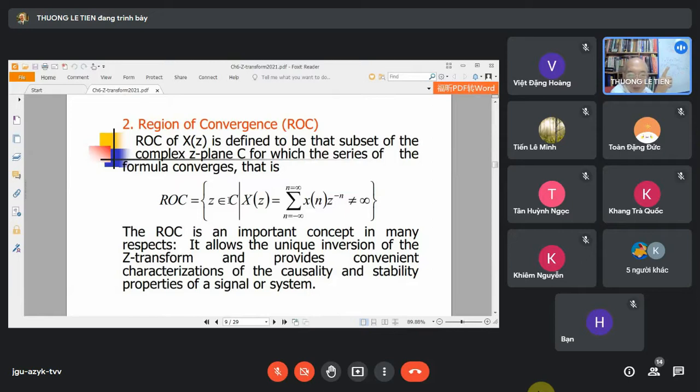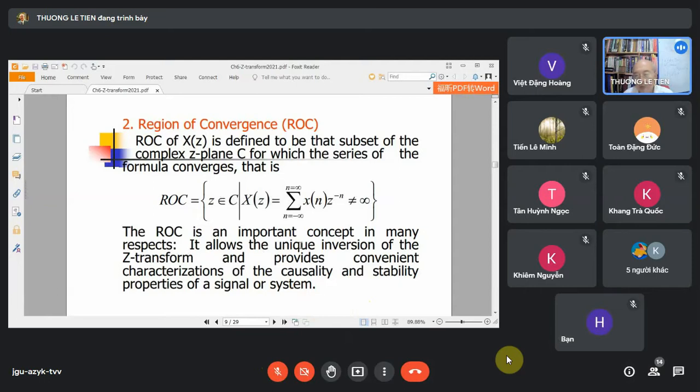Do you still remember the complex plane? Okay, wait, I will check. Okay, this is the complex plane. There is a subset of Z belonging to the complex plane, which makes the function not infinite. That also means the function is convergent. And the region of convergence is an important concept in many respects.